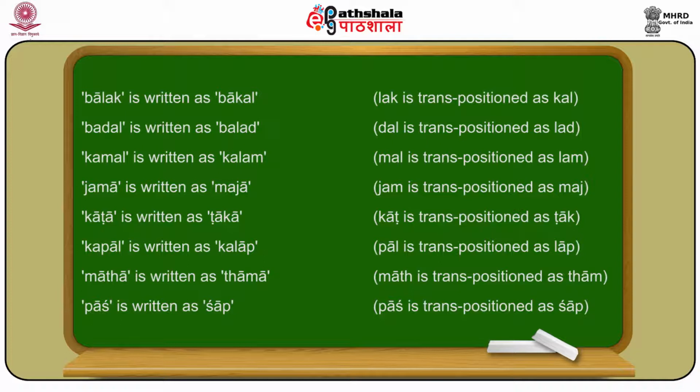I can give an example here: balak is changed to bakal, but ironically both words are very valid words. Balad has become badal, kamal has become kalam, jama has become maja, kata has become taka, kopal has become khalap, matha has become thama, pas has become sap, and there are many more examples where we can show that the rearrangement of characters has created new word strings. This is basically what we call transposition of characters at the time of typing.